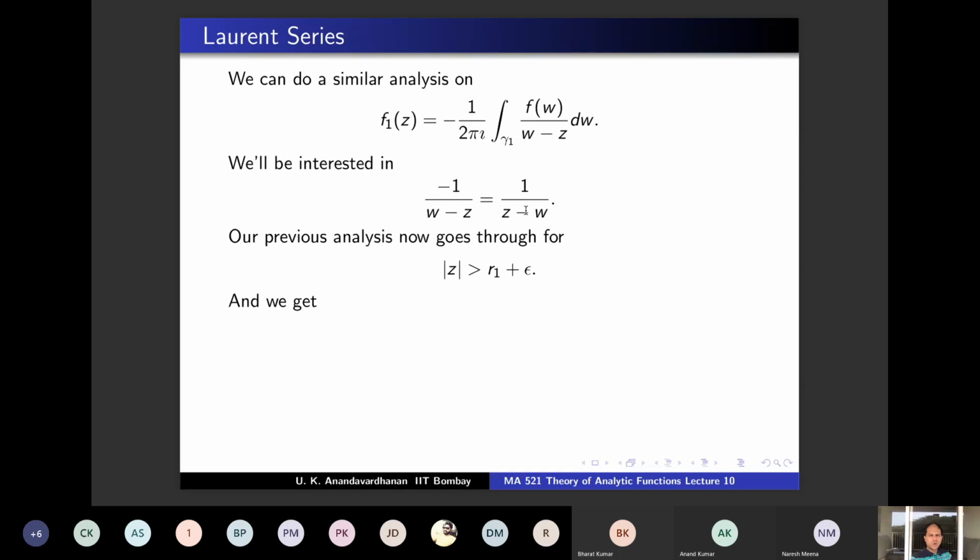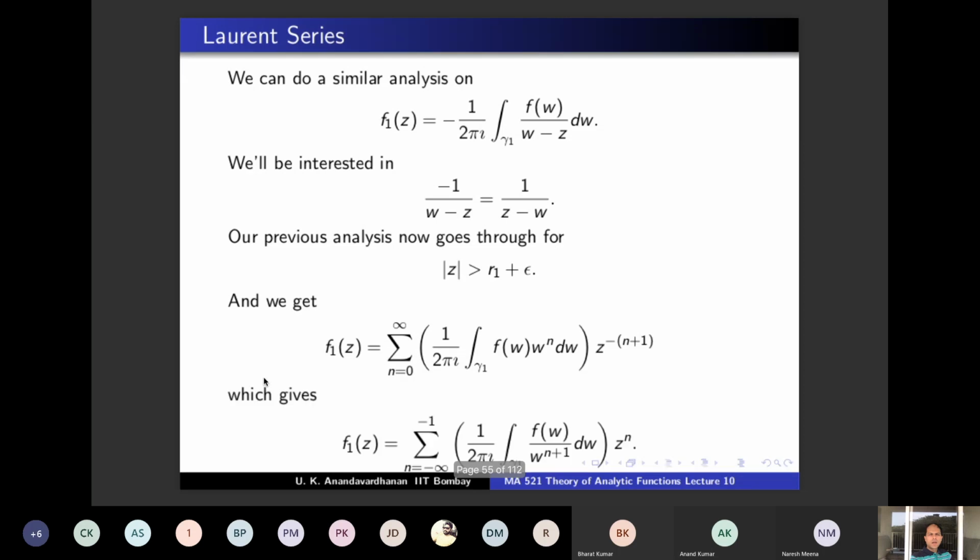So the same analysis goes through for mod z bigger than this, and we get F1(z) is the summation n going from 0 to infinity. The power series expansion will be something like this: z power minus (n plus 1), and the integral will be over gamma 1 of f(w) w power n dw. This is because 1 by z times 1 by z minus w will have a geometric series expansion. Earlier, a power of w was extra. Here a power of z will be extra, and it will be w by z power n. So w power n will come. So this is what you will get.